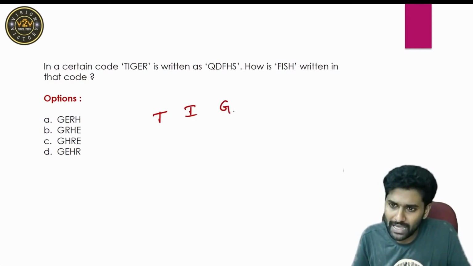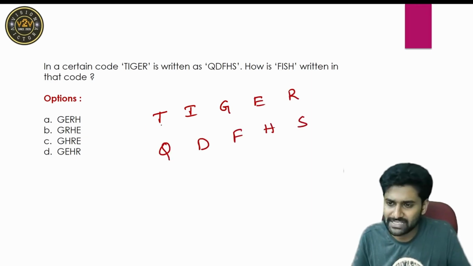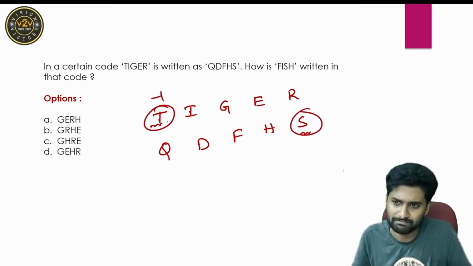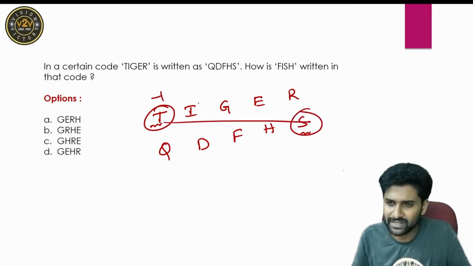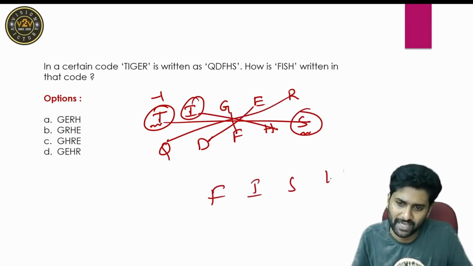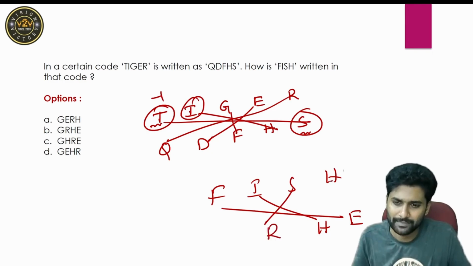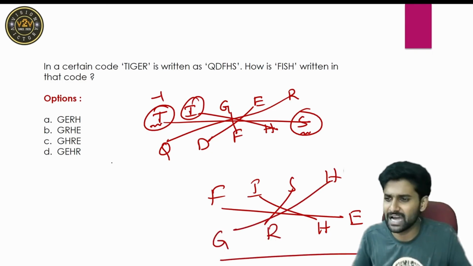In a certain code language, TIGER is coded as QDFHS. Guys, if you observe, here T and S is -1. See, from here to here. Clear? Next one, I and H -1, G -1, E -1, R -1. Now what about FISH? F -1, E, I -1, H, S -1, R, H is the eighth letter, G. So the answer is GRHE.